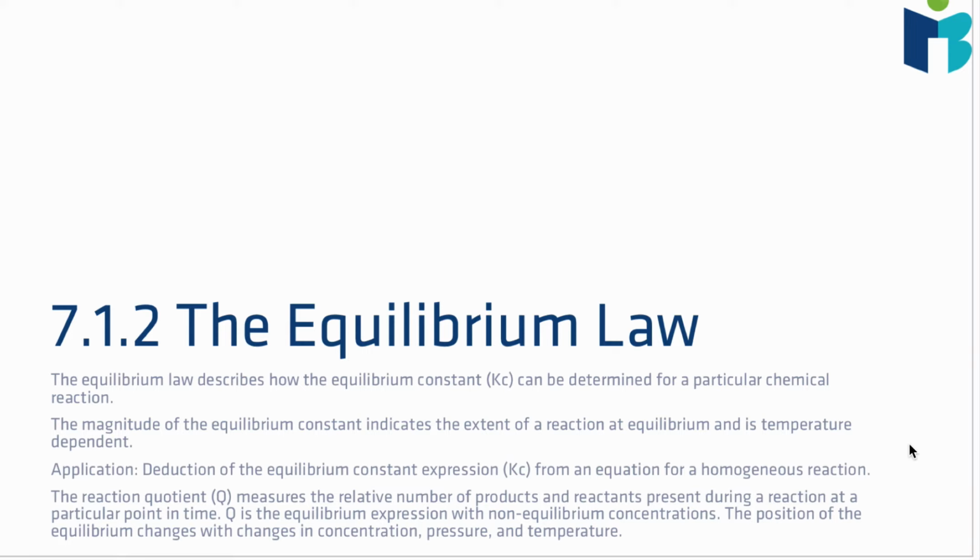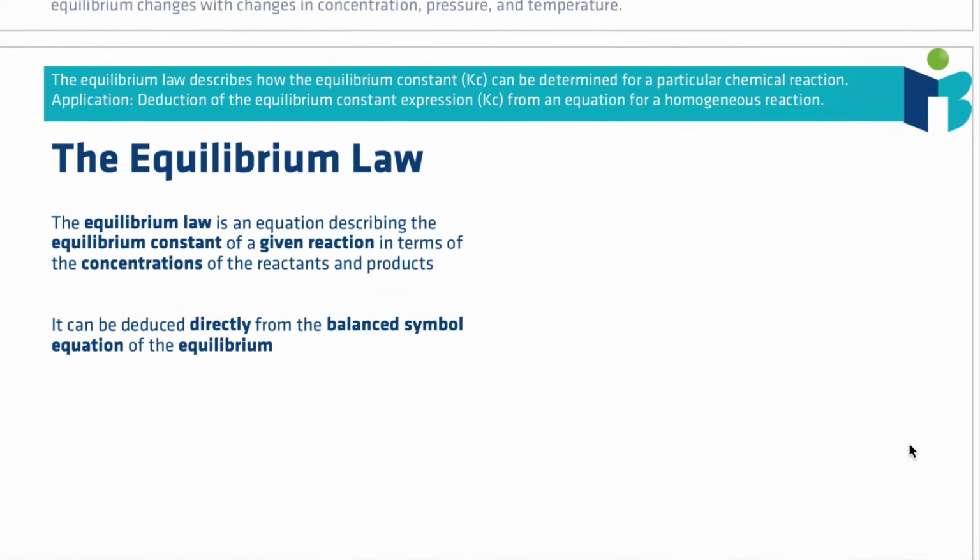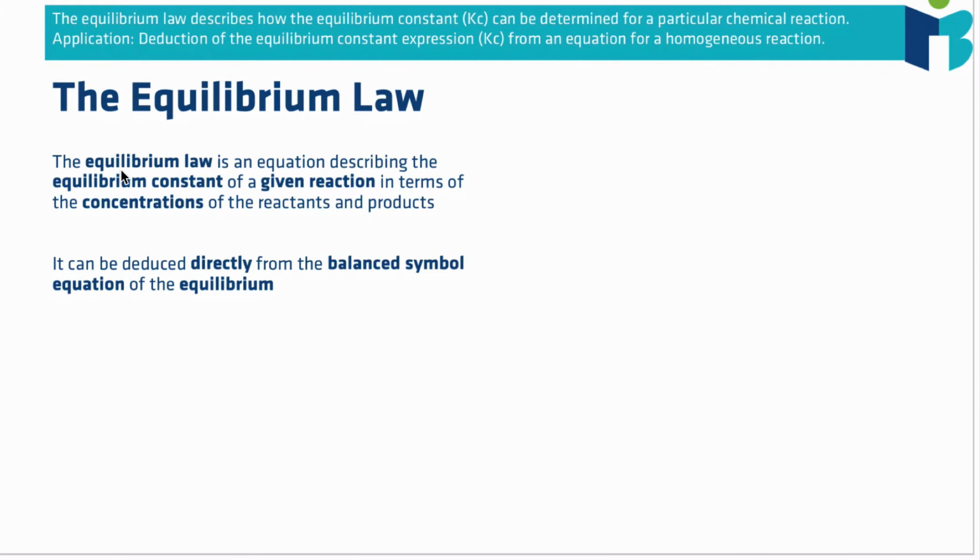The equilibrium law. In this video, we're going to introduce the concepts of the equilibrium law and the equilibrium constant, as well as the reaction quotient, and look at how we can go from the balanced symbol equation to these equations for these different constants, as well as the physical meaning of these constants. Okay, so the equilibrium law itself is essentially an equation that describes something called the equilibrium constant, which we'll introduce properly on the next slide. And we can actually get this law directly from the balanced symbol equation of the reaction in question.